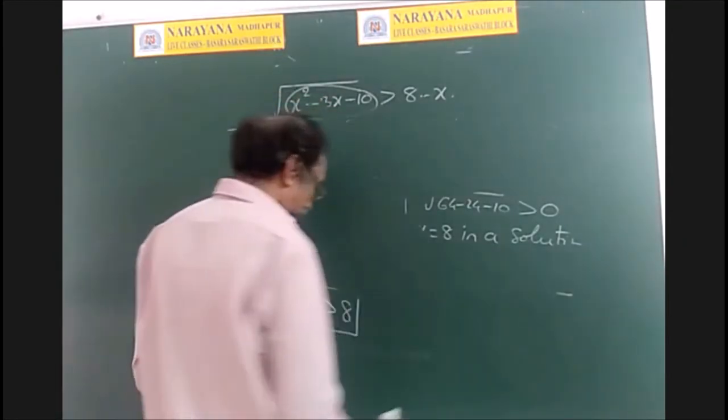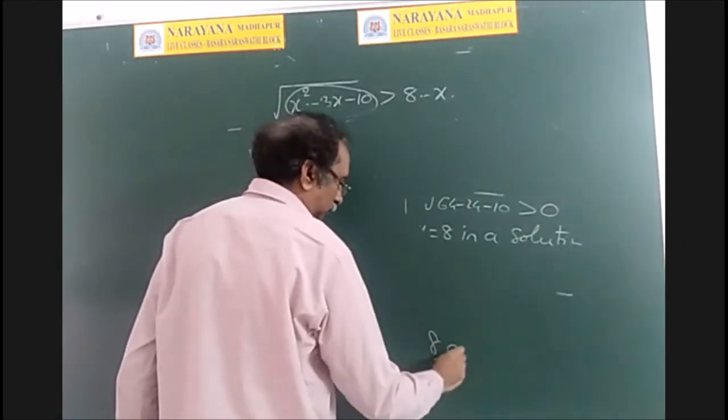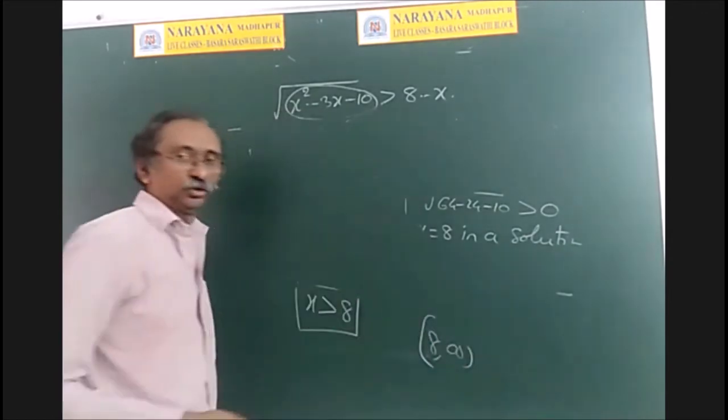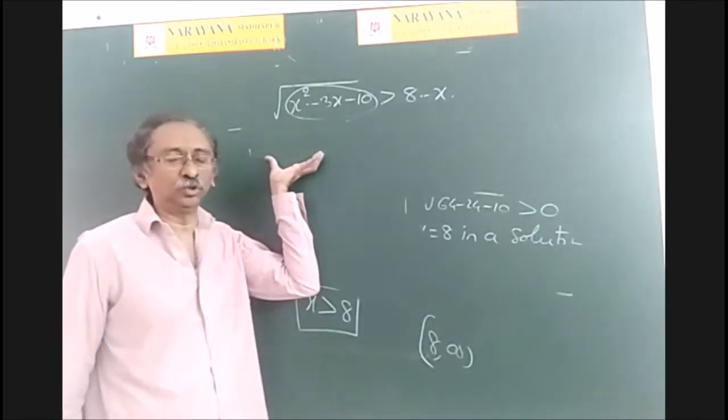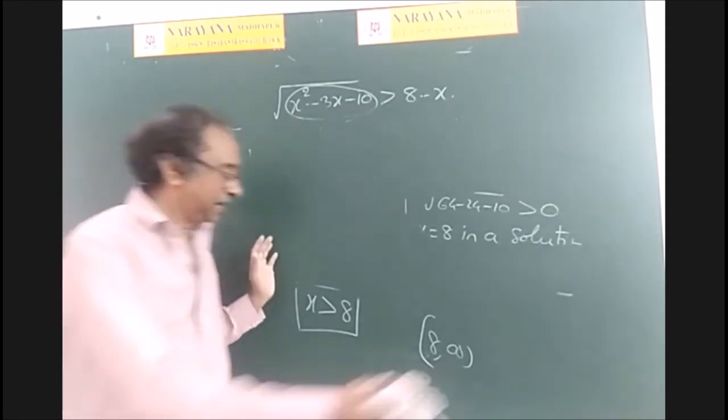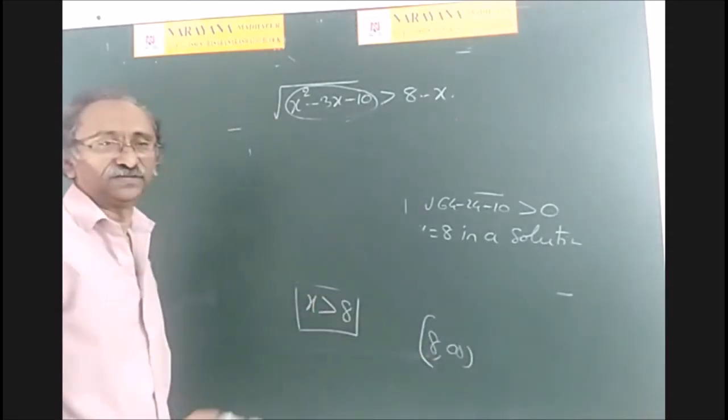See, up to now, the solutions are from 8 to infinity. You can take those solutions. So if I get some more solutions in case 3, I can union them to get the final solution set.